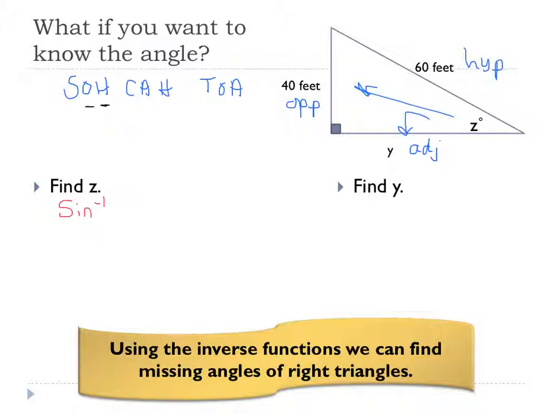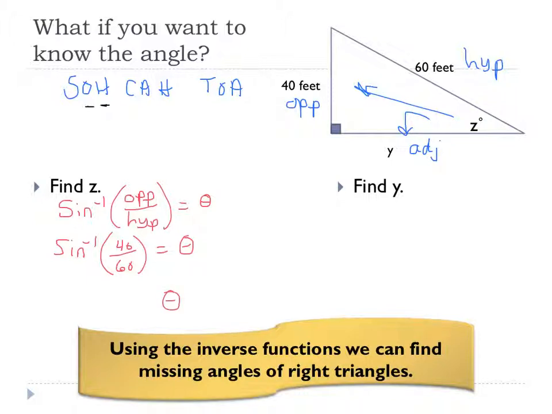So the inverse function of the opposite divided by the hypotenuse is going to equal my angle, theta. So the inverse sine of 40 divided by 60 equals theta. And you're going to take that inverse. So 40 divided by 60. And the inverse function is retrieved at the button above, the function above. So generally you're using the second button. And here the theta turns out to be about 41.8 degrees.